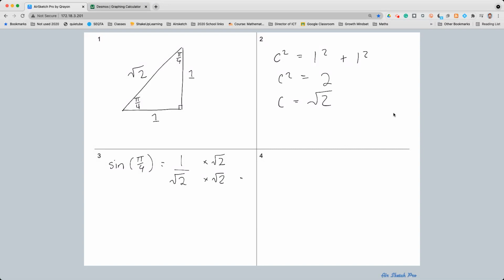Okay, so if I do that, I get 1 times root 2 on top, which is root 2, and root 2 times root 2 is just 2. Is that okay? It's called rationalising the denominator.